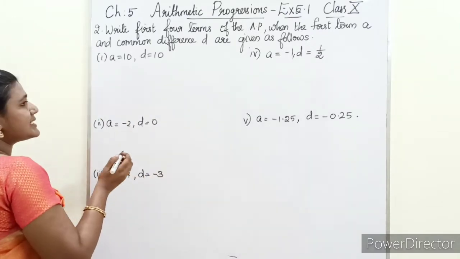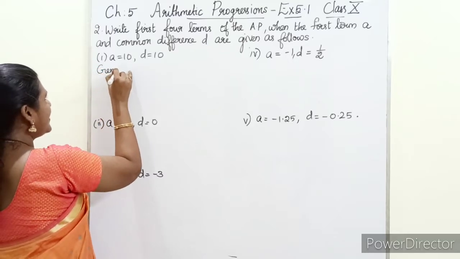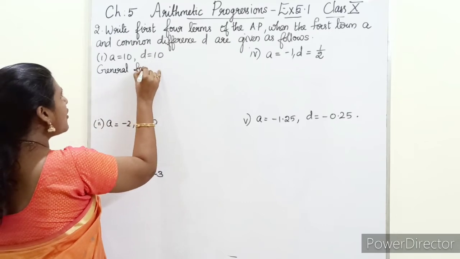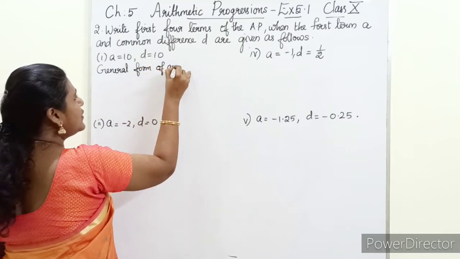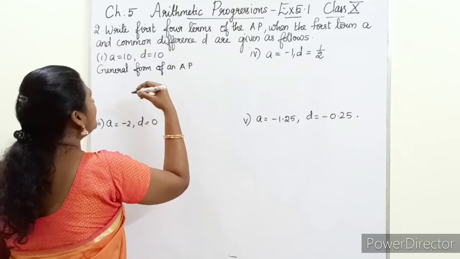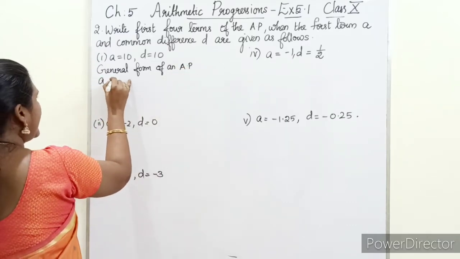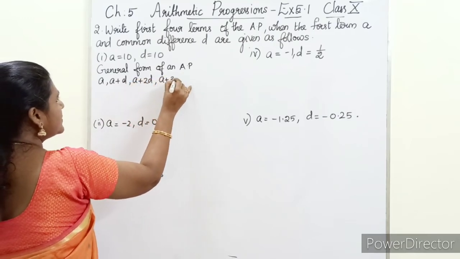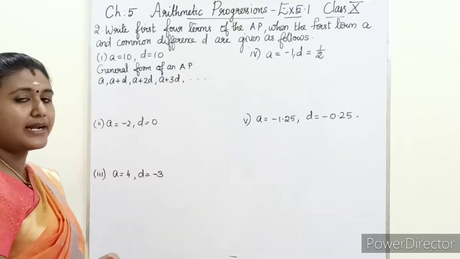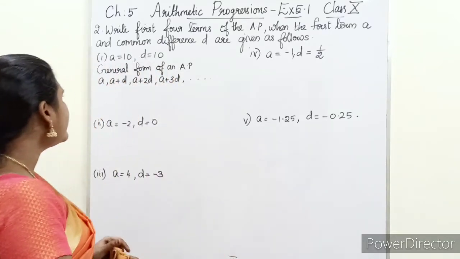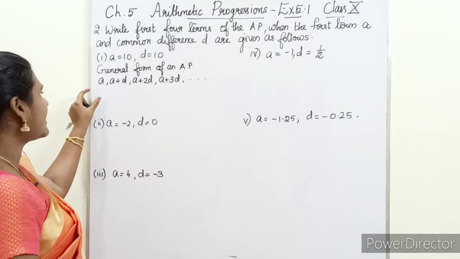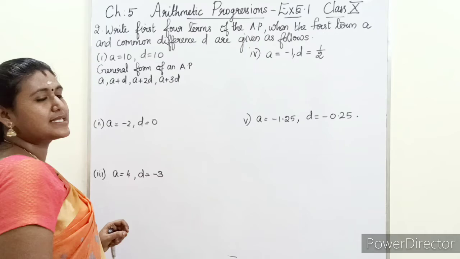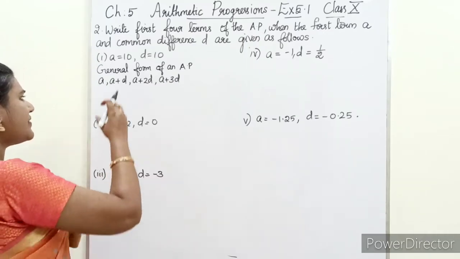So you know what is the general form of an AP. We have already studied in the first introduction part the general form of an AP. How will you write the general form of an AP if A and D are given? A, A plus D, A plus 2D, A plus 3D, etc. So this is the general form of an AP. Here in this question A and D values are given. You have to find the first 4 terms, that is, only up to A plus 3D you have to find out. So it's a very simple question.